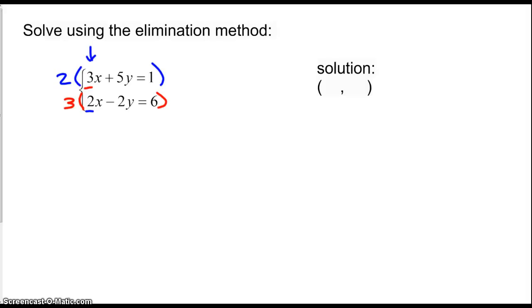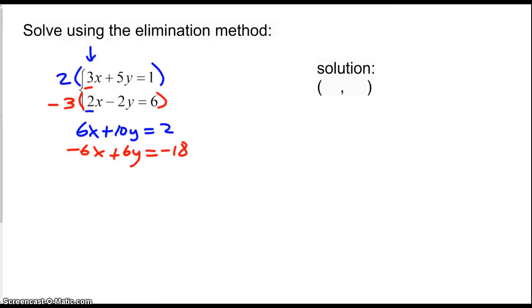Now, to cancel, I need one of those to be positive and one to be negative. They're both positive right now, so I'm going to make the 3 a negative 3, so that when I multiply, I get a negative 6x in the second equation. So let's multiply out the top equation. I have 6x plus 10y equals 2. Remember, every single term has to be multiplied by that 2, right? It's legal to multiply the left and the right-hand side by the same number. You got to multiply everything, right? Negative 3 times 2x is negative 6x plus 6y equals negative 18.